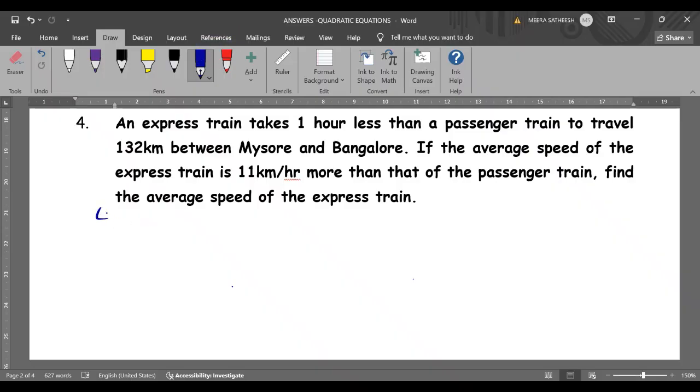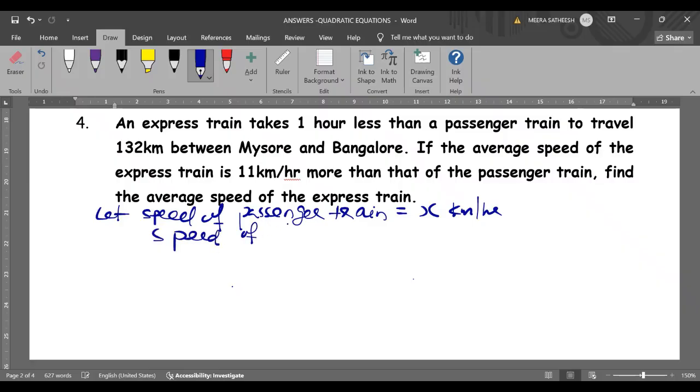So first let us assume the average speed of the passenger train is x kilometer per hour. Then the speed of the express train will be, it's given that it is 11 kilometer more than the passenger train, so x plus 11 kilometer per hour. Very carefully you have to handle this 11, because when you write in the next step, 11 becomes 1 by mistake. So very carefully do.